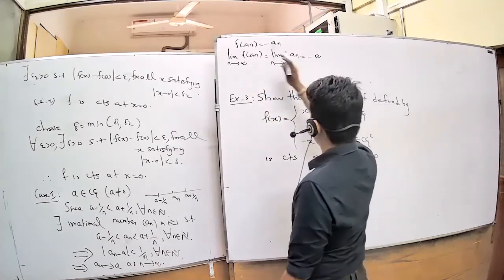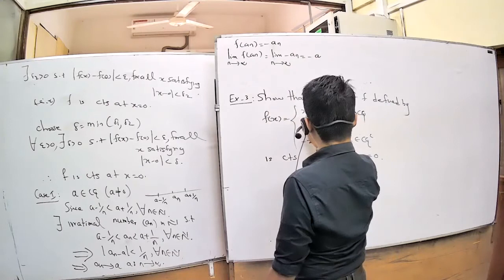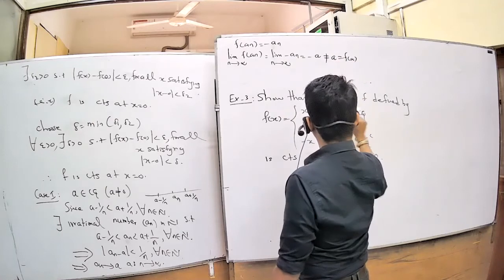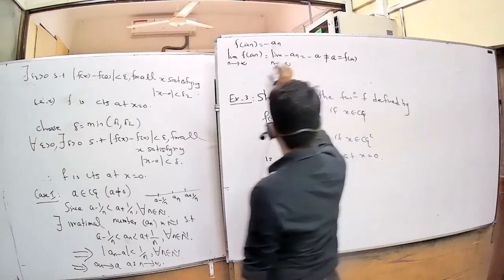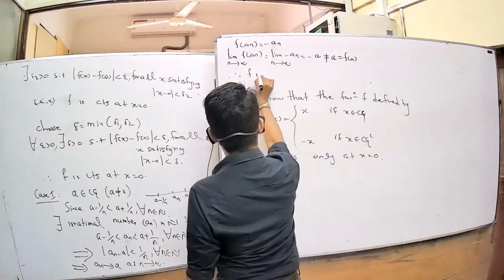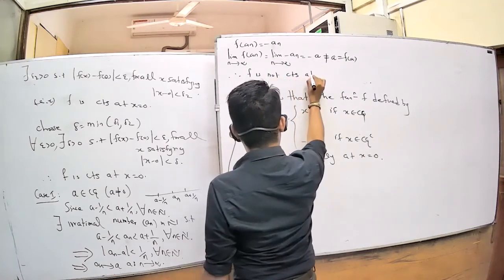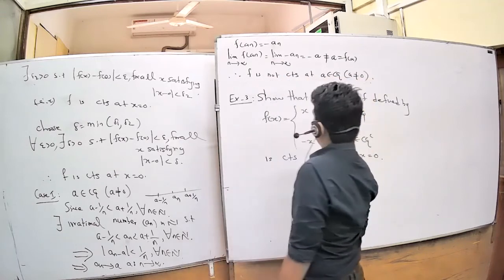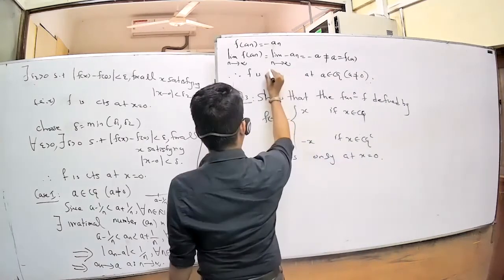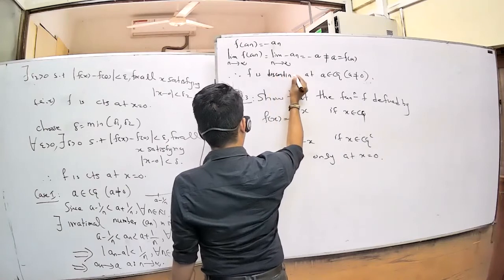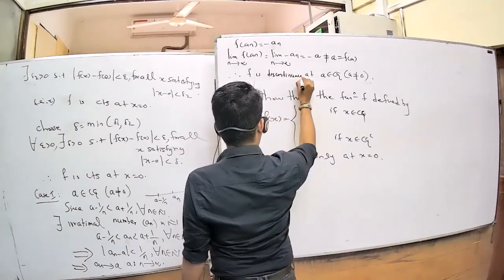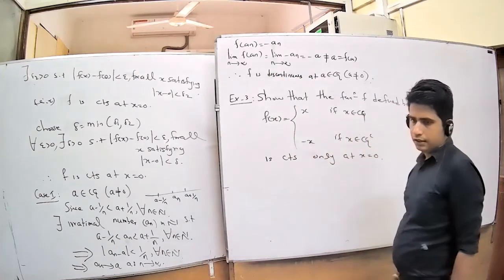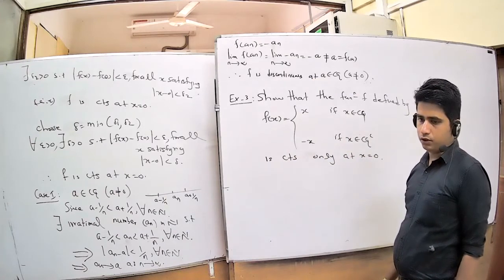Now, what is your f of a? Here a is a rational number, therefore f of a equals a. So minus a is not equal to f of a, because a belongs to the rational numbers. Therefore it's not satisfying the condition, so f is not continuous at a belonging to the rational numbers, a not equal to 0. That means f is discontinuous at x belonging to the rational numbers but not equal to 0.